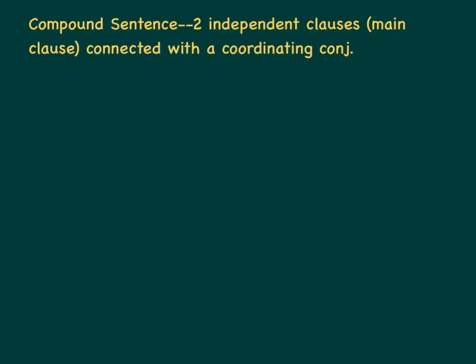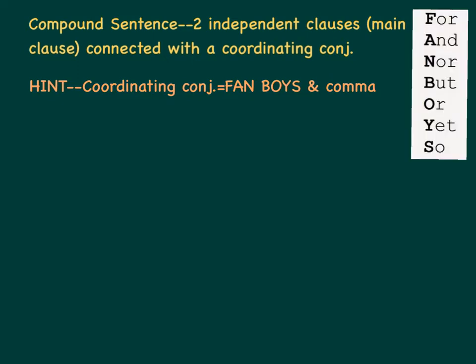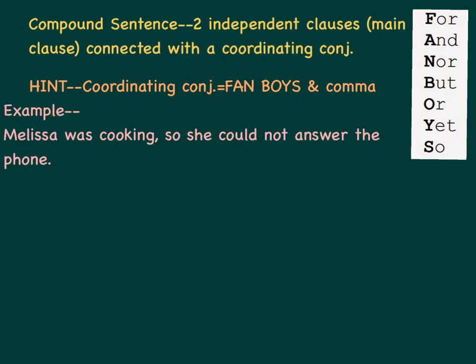A compound sentence is two independent or main clauses that are connected by a coordinating conjunction. A coordinating conjunction can easily be memorized by using the word FANBOYS and a comma. Example: Melissa was cooking, so she could not answer the phone. Look for the comma and the FANBOYS.